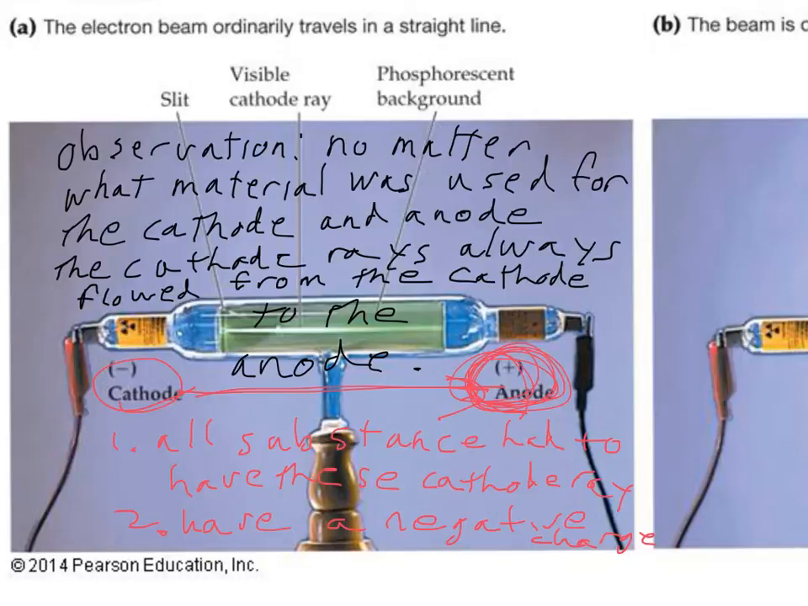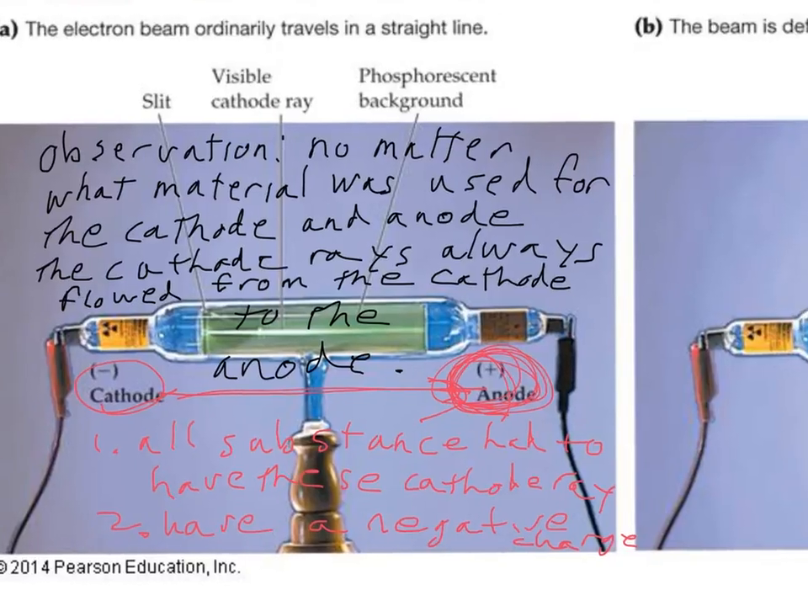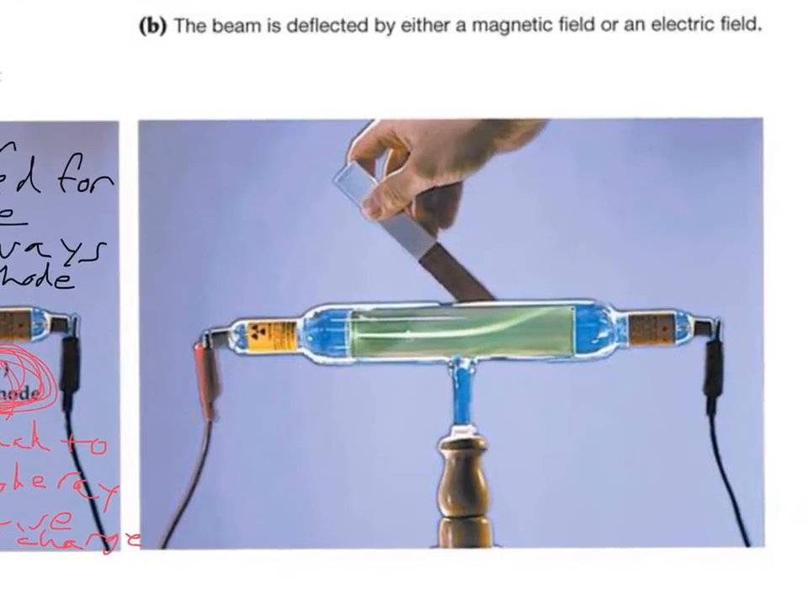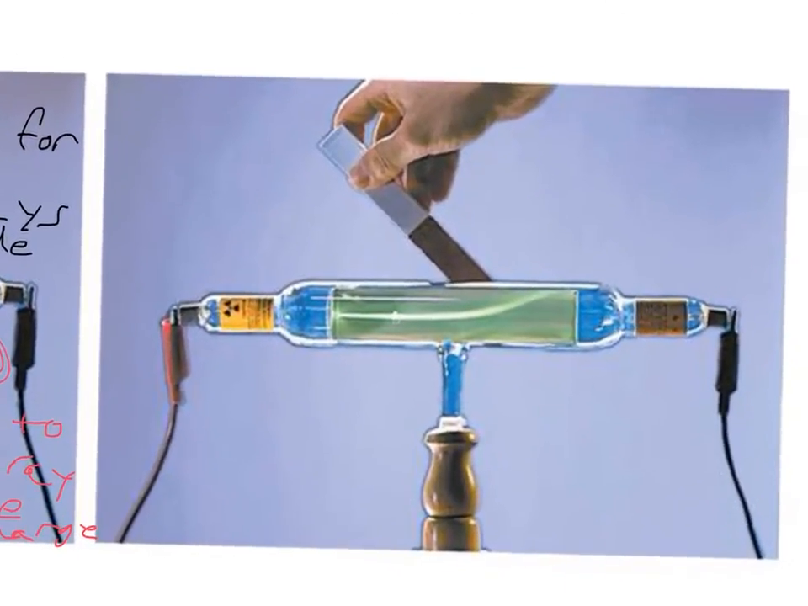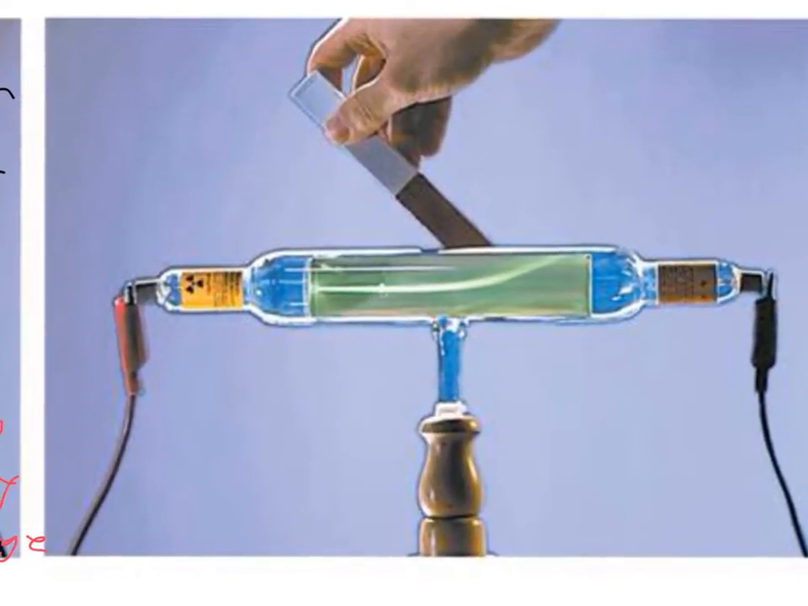The next observation was really awesome and allowed him to do some math. He decided to place a magnetic field next to his cathode ray tube. When he placed a magnetic field next to that cathode ray, he noticed that the cathode rays were deflected. He placed one end of the magnet near the cathode rays, and the cathode rays would actually bend towards the magnet. If he then flipped the magnet over and used the other side of the magnet, the electrons were actually repulsed by it, or the cathode rays.